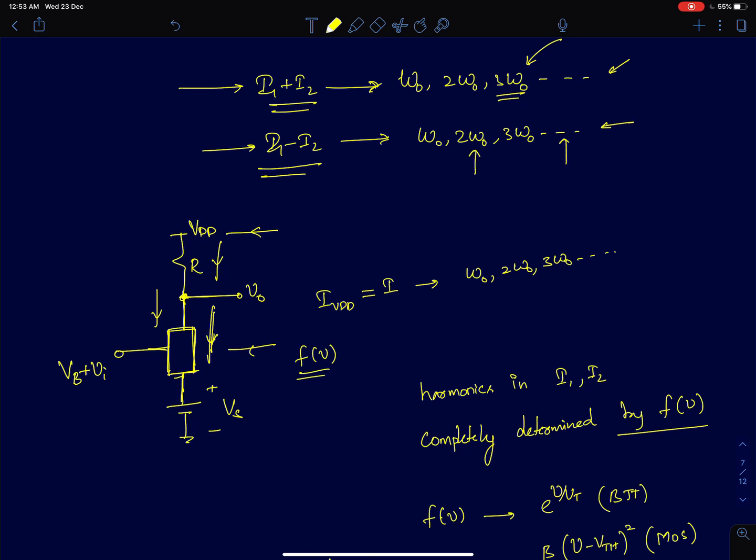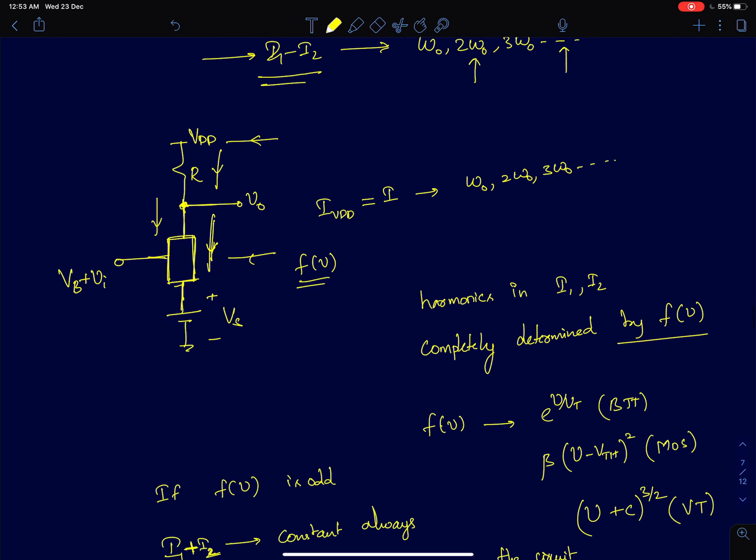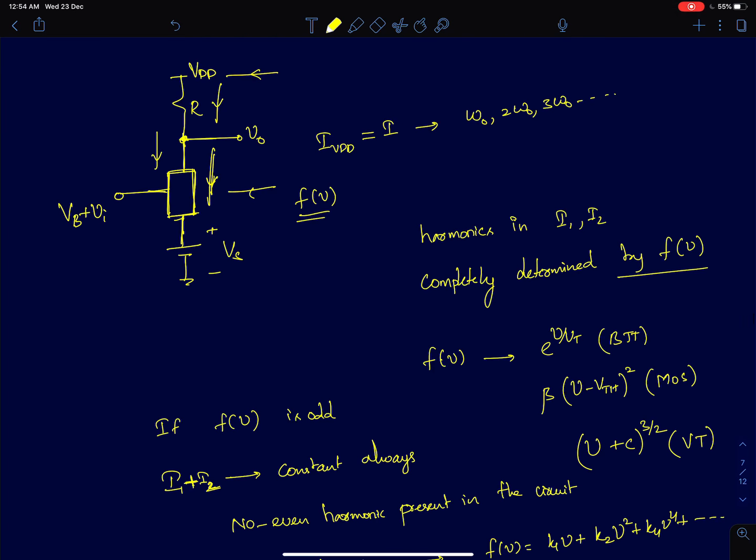If there is perfect matching between the two pairs and between the two devices in a differential pair, then the supply will have to only supply the even harmonic currents. There will be no odd harmonics present in the supply. And if I take the output differentially, or rather take the differential current in a differential amplifier, you will have only odd harmonics. The interesting fact here is that in a voltage biased amplifier, all the harmonics present in I1, I2 or in the entire circuit are completely determined by f of v.